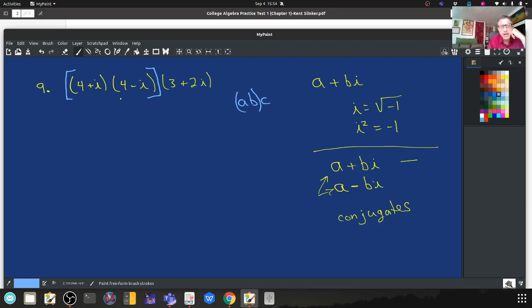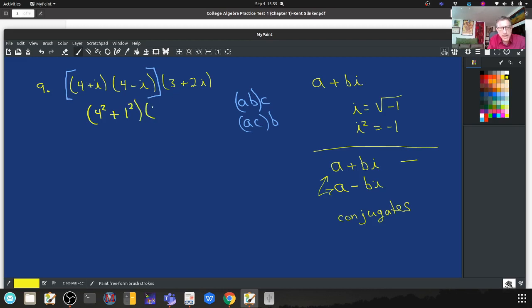Now if I had 4 plus i times 3 plus 2i times 4 minus i, I would just rearrange them, because A times B times C is the same as A times C times B. That's using the associative and the commutative properties. But in this case, they were kind enough to group the two conjugates right next to each other. So the product of these two conjugates is A squared, my A is 4, so 4 squared, plus B squared. Now B, this is 1 times i, so the B is 1.